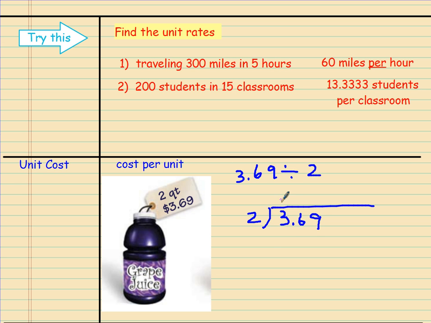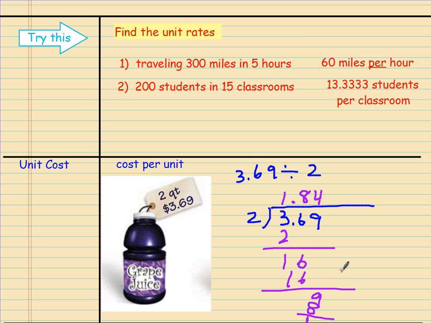2 goes into 3 one time. 2 times 1 is 2. We subtract. We bring down the 6. Oh, there's a decimal. We bring the decimal up. 2 goes into 16 8 times. 2 times 8 is 16. It goes in evenly. Bring the last number down. 2 goes into 9 4 times. 2 times 4 is 8. 9 minus 8 is 1.